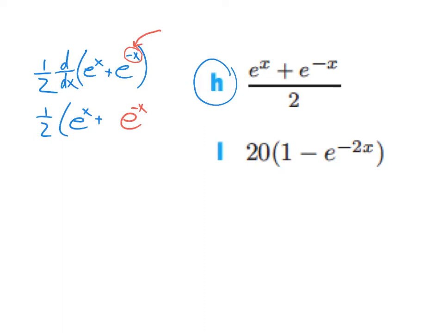Negative 1. And you can even write this out like you did with the chain rule. u here is negative x, u prime is negative 1, g of u is e to the u, g prime of u. The derivative of e to a power is e to that power. So the e to the u is the e to the negative x times a negative 1.